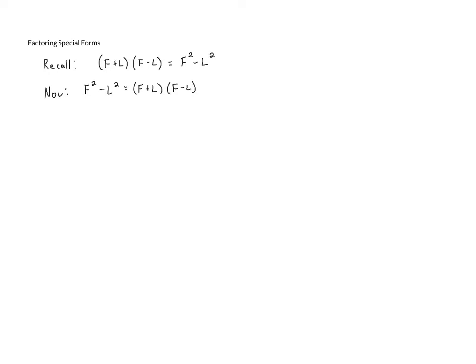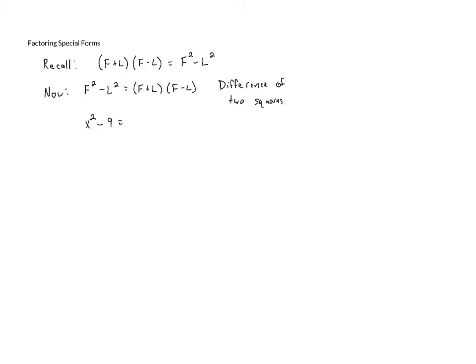There's a name for this. We call this the difference of two squares because that's exactly what it is. It is one thing squared minus another thing squared. And we can use this as a method of factoring anything that's in the form of a difference of two squares. For example, let's look at x squared minus 9.